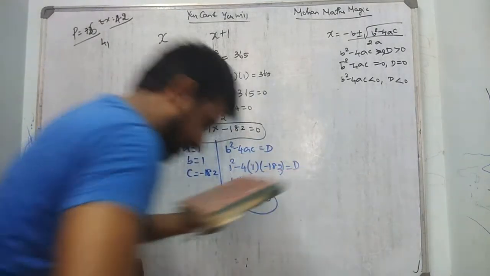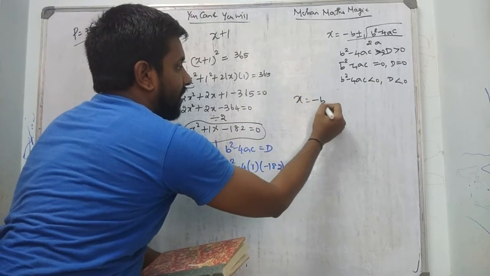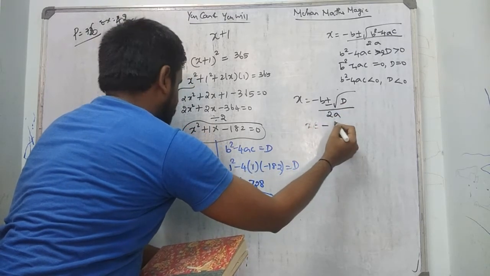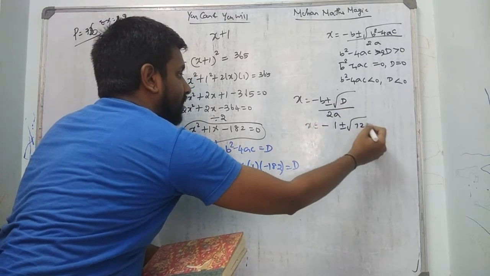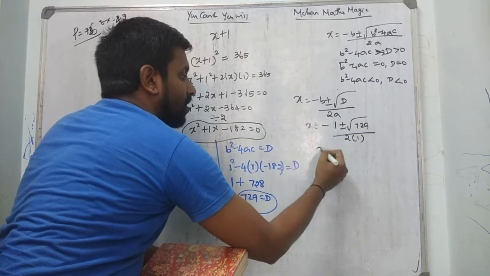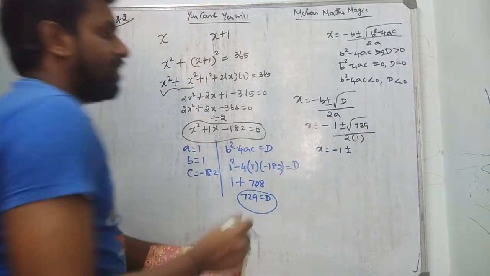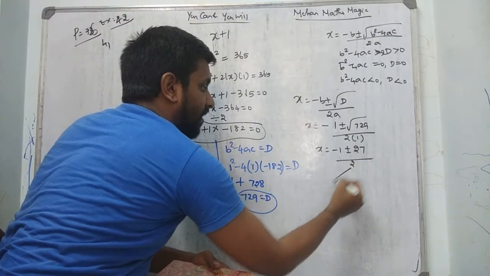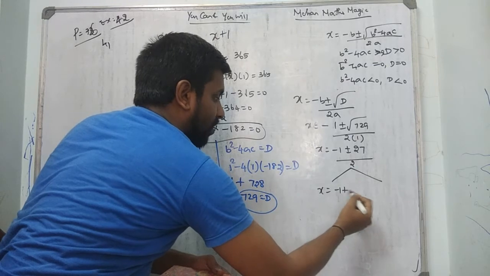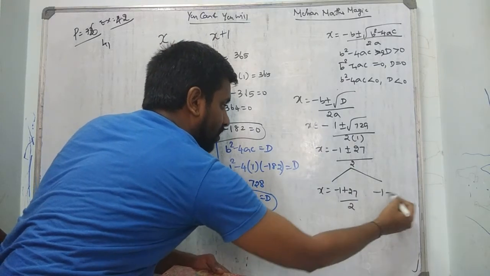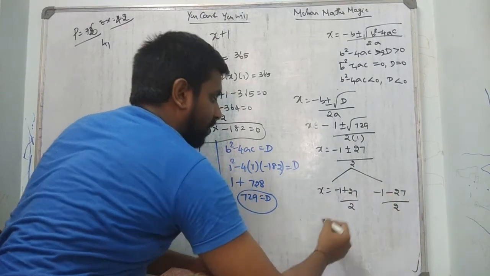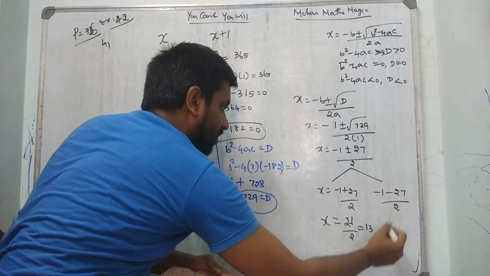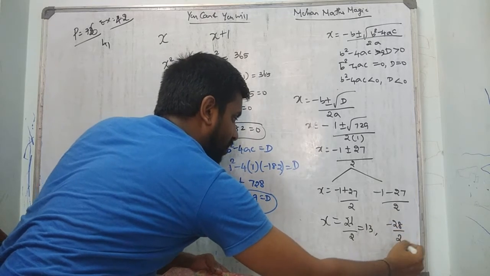Now x equal to minus b plus or minus square root of the discriminant upon 2a. So x equal to minus b, which is minus 1, plus or minus square root of 729 upon 2. Square root of 729 is 27. Now I got two values. One is minus 1 plus 27 upon 2, the other is minus 1 minus 27 upon 2. So x is 26 upon 2, which is 13, and minus 28 upon 2 is minus 14.